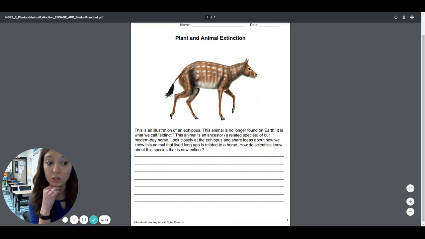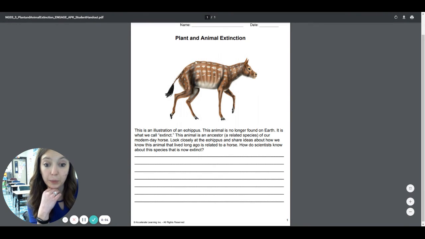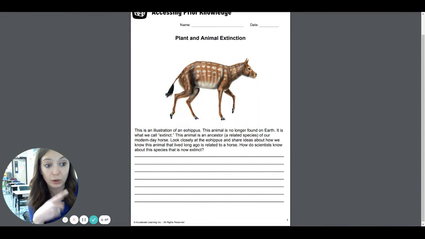Then you need to also try to answer this question that says, how do scientists know about this species that's now extinct? So how did we find out about it? If it's not on the Earth anymore, how did we learn about this species? What do you think they did to figure out that this used to be alive on our Earth? So try to aim for 3 sentences. You need to answer those 2 different questions. How do we know it's related to a horse? And how do we know about the species at all now that it's extinct?